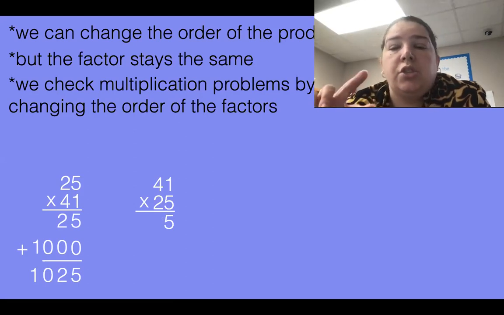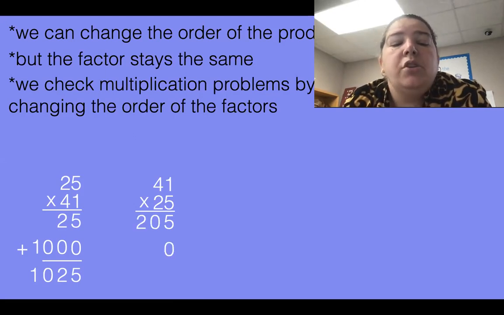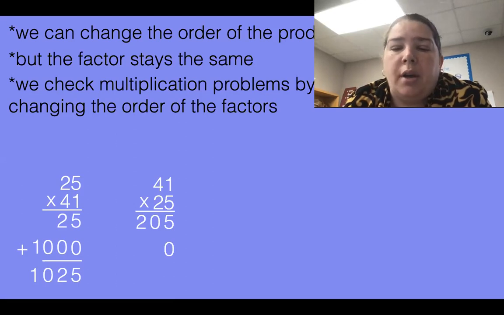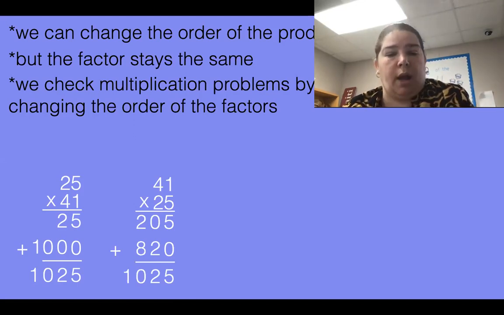All we did was change the order. We flipped them upside down. And of course, your numbers are going to be different in the partial products. That's okay. But your answer is going to be the same answer. If it is, that means you did the problem correctly.